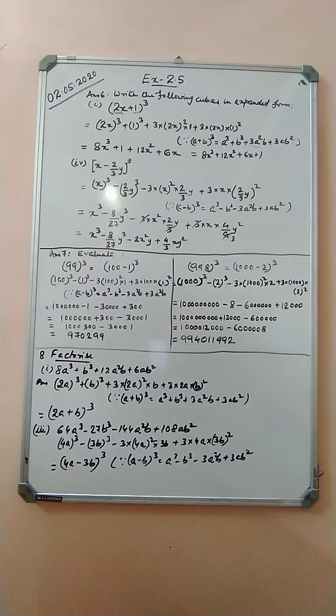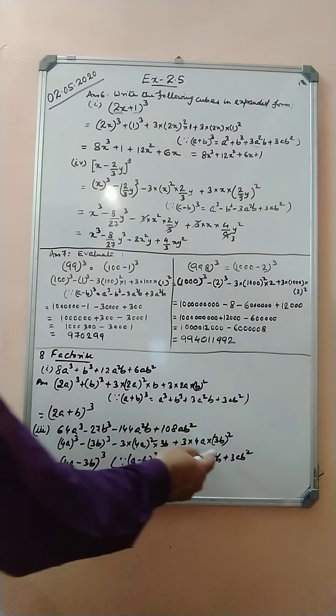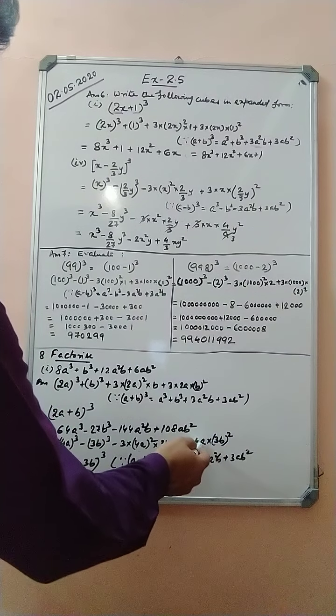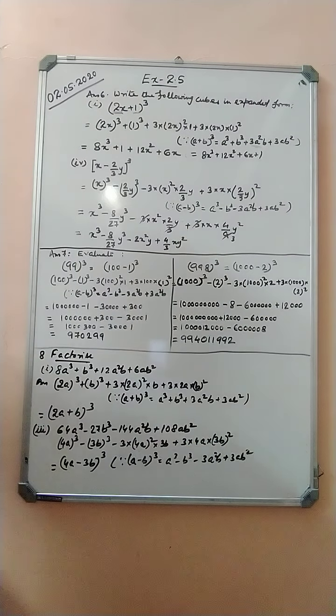Now multiply and see. 4 square is 16, 16 into 3 will come 144. Fine. Similarly, 3 square is 9, 9 into 4 is 36, 36 into 3 will come 108ab square. So it is also satisfying. That means this is (a minus b) whole cube. Here a is 4a and b is 3b. So it is (4a minus 3b) whole cube.